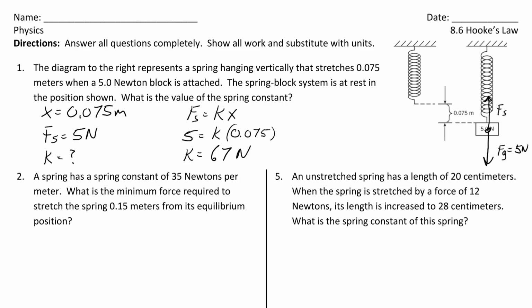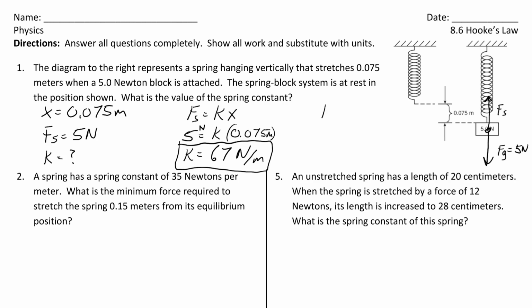Is it newtons? Oh, wait a second. Hold on. The force is in newtons and x is in meters. And we just divided 5 newtons by 0.075 meters. So what is the spring constant? It's not newtons. That's for force. The spring constant is a newton divided by a meter, or a newton per meter. That's some good units right there. All right, so the spring constant, the units are in newtons per meter.